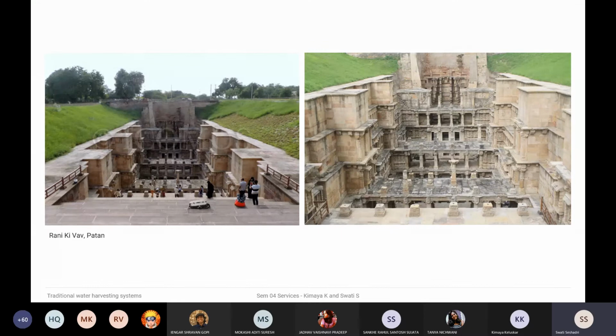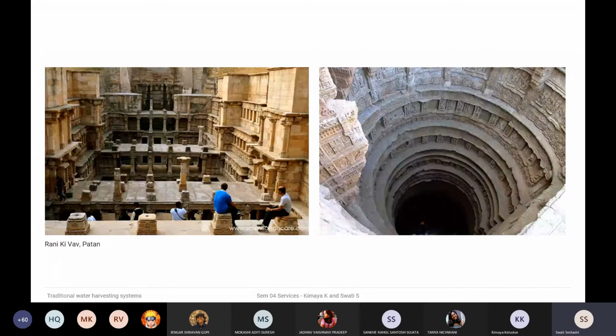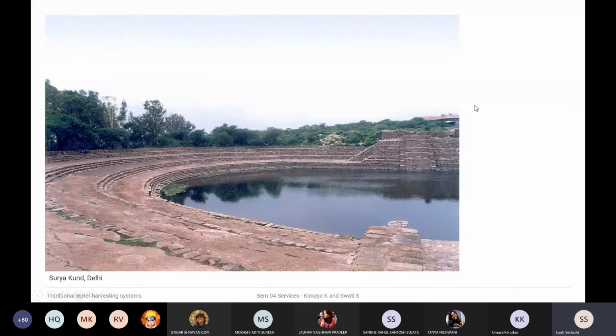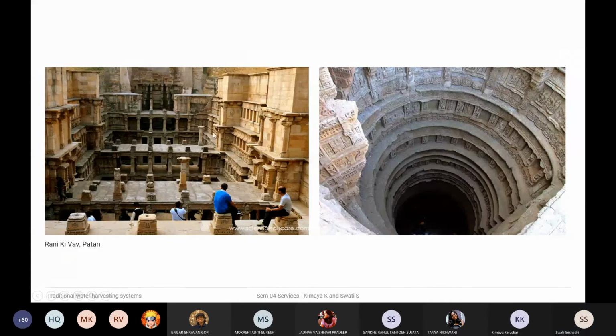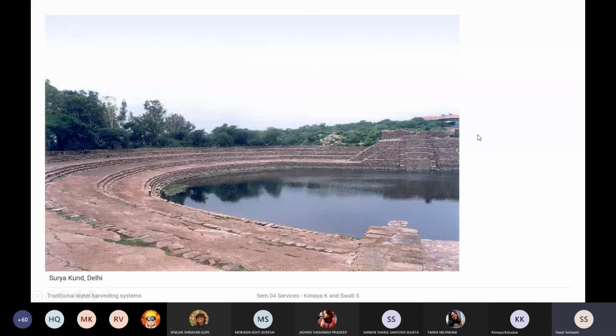So yeah, these are some of the pictures of the Rani Ki Vav, and that's the circular well that you have towards the end. Sorry, I've just added this image. This is the Surya Kund in Delhi. Just added this image to say that we don't always need to be developing such a deep well, depending on what the necessity is or what the design is.